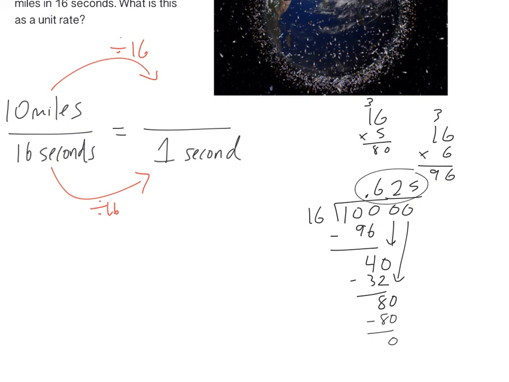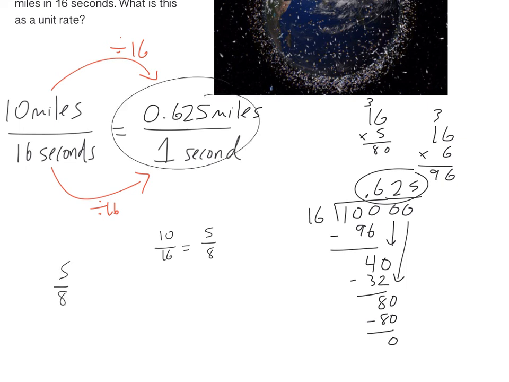As a decimal, it'd be 0.625 miles every 1 second. Now, if we wanted to do it as a fraction, we could have actually left the top as 10/16 and then simplify, so divide by 2 and 2, and so you get 5 over 8. It's 5/8 of a mile every 1 second. Either one. Those are both examples of 10 miles in 16 seconds expressed as a unit rate.